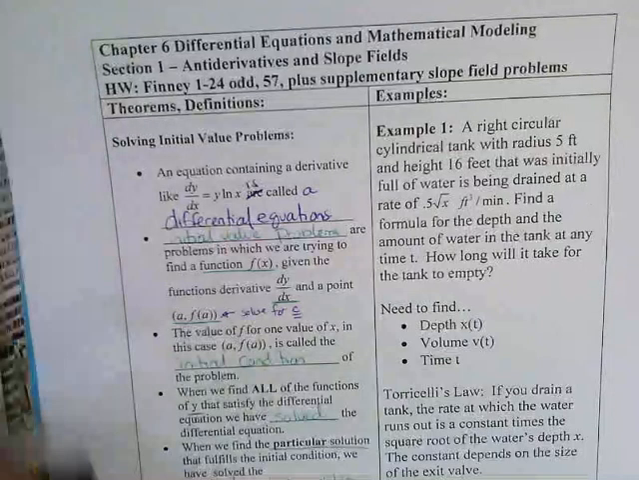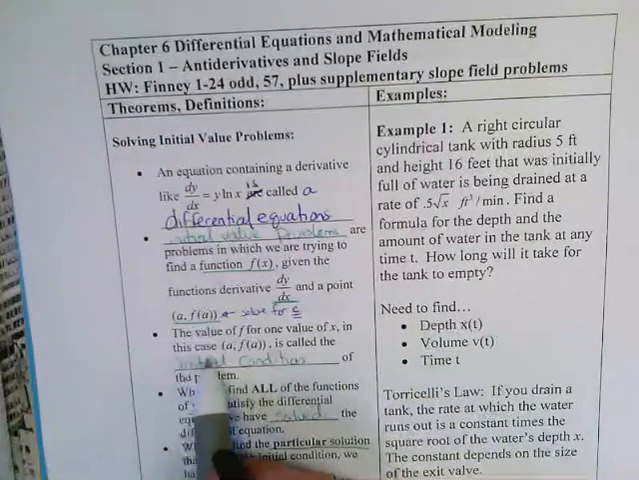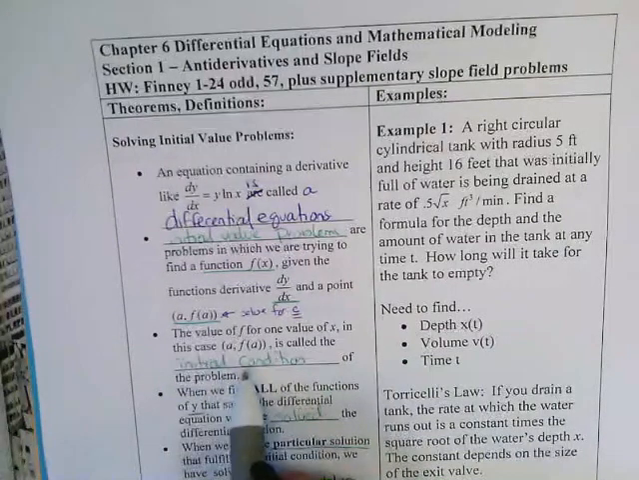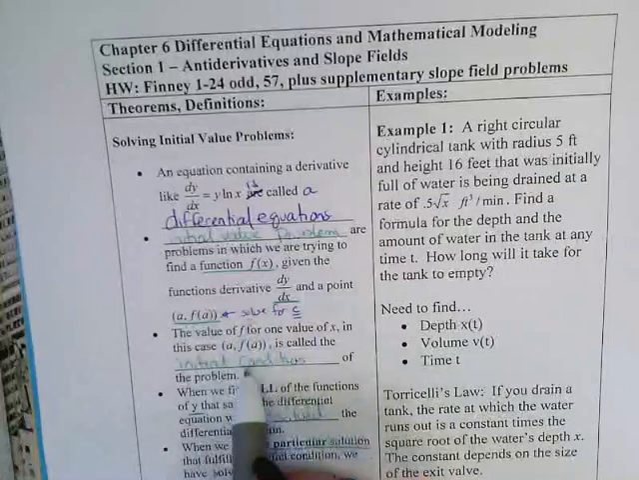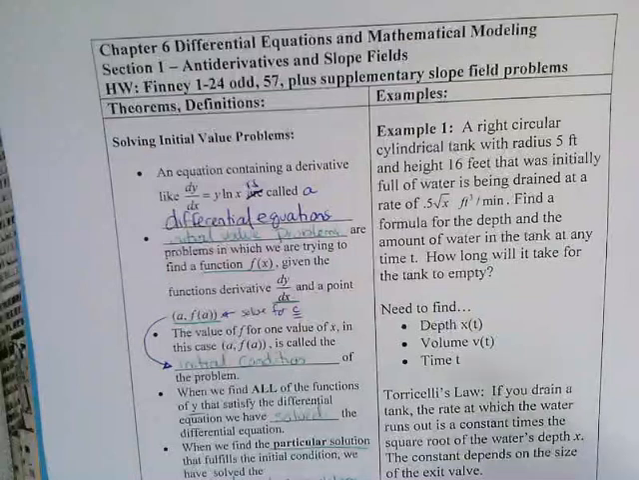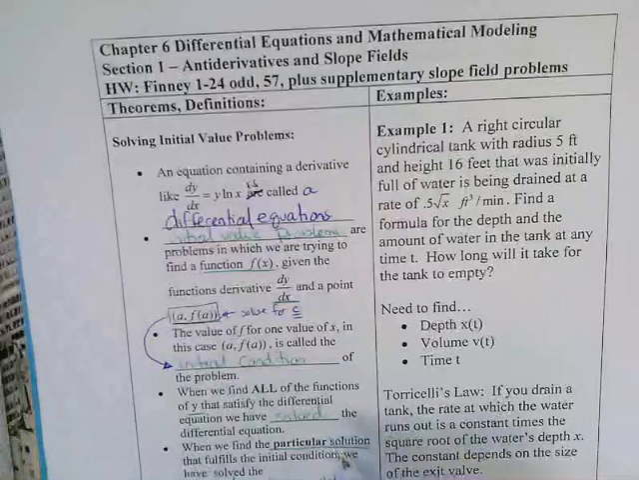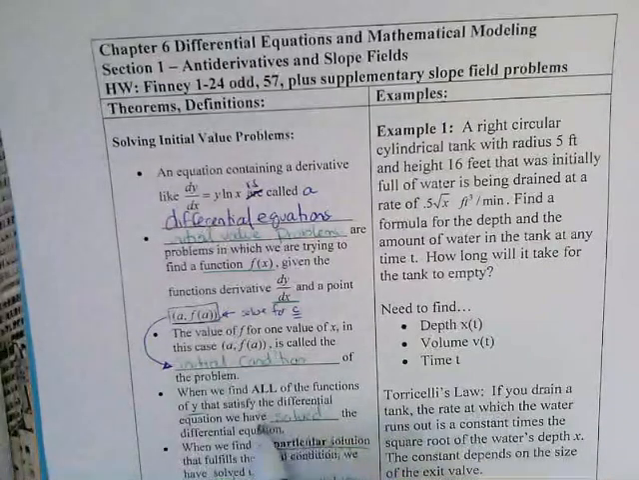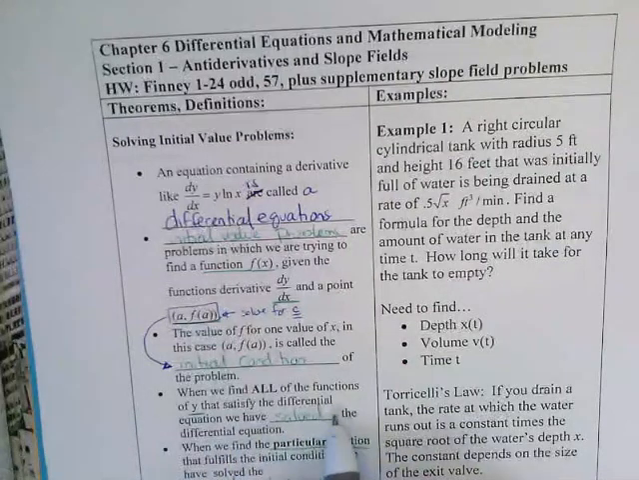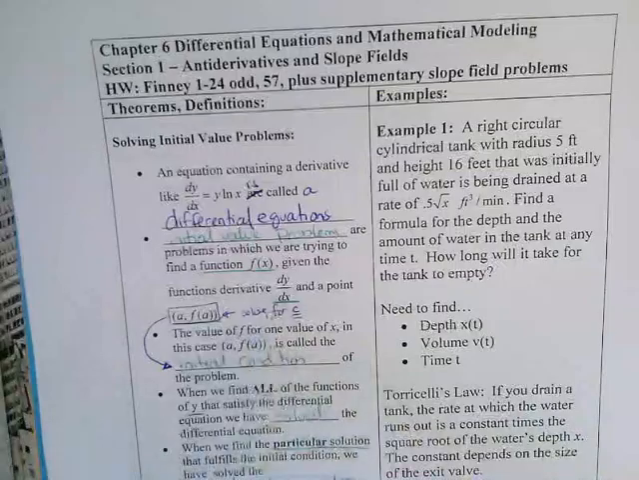We did an example in class. The value of f for one value of x, in this case f of a, is called the initial condition. This helps us solve for c. This right here is called the initial condition, okay? But the whole problem itself is called an initial value problem. When we find all the functions y that satisfy the differential equation, we have solved the differential equation. When we find the particular solution that fulfills the initial condition, we have solved the initial value problem, including c.